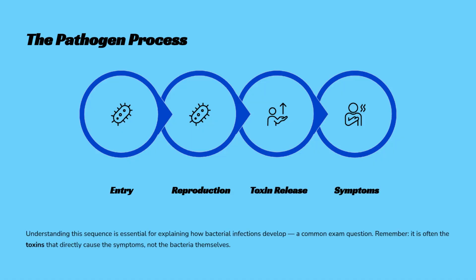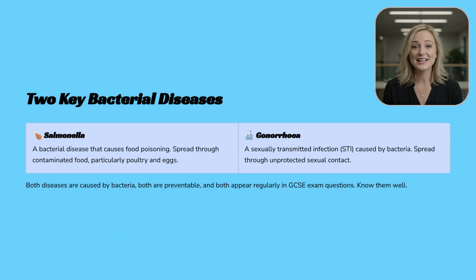It is vital to remember that the symptoms are typically caused by the toxins produced by the bacteria, not the bacteria themselves. In this video, we will focus on two key bacterial diseases you need to know for GCSE Biology: Salmonella and Gonorrhoea. Both are preventable, and both are frequent topics in exam questions, so ensure you understand them well.